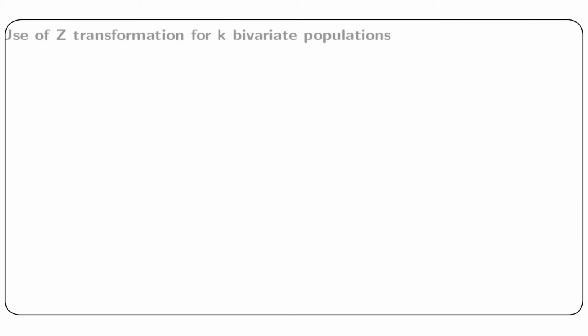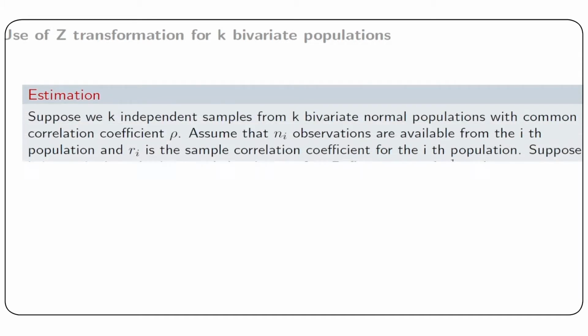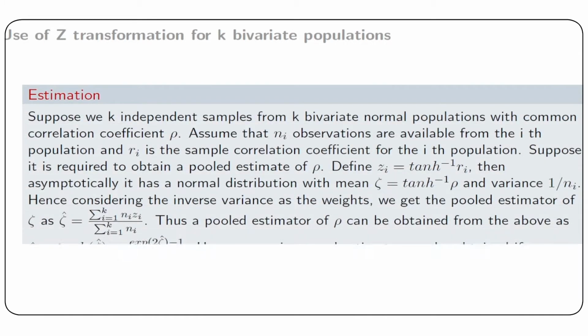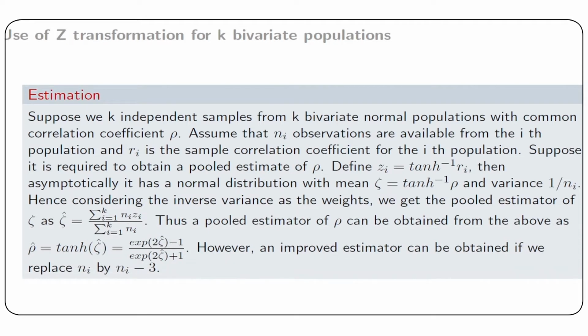Suppose we have k independent samples from k bivariate normal populations with common correlation coefficient rho. Assume that ni observations are available from the ith population and ri is the sample correlation coefficient for the ith population. Suppose it is required to obtain a pooled estimate of rho, that is, we get information from k bivariate normal populations and the common correlation coefficient is rho. So definitely rho should be estimated considering all these samples together. So that is what is known as a pooled estimator of rho.